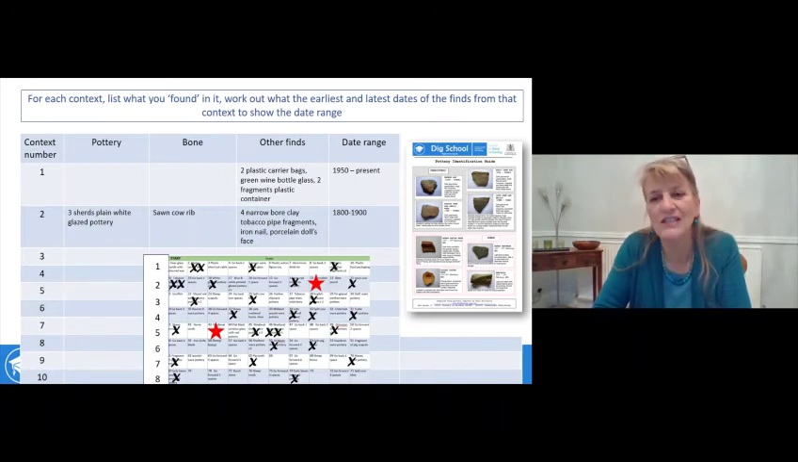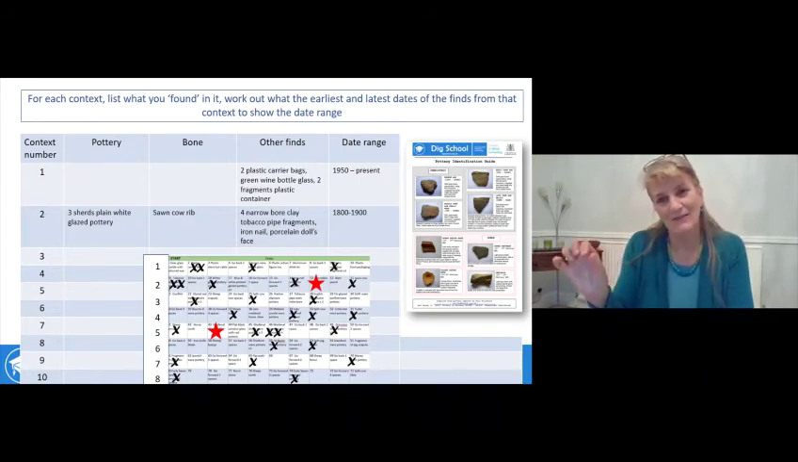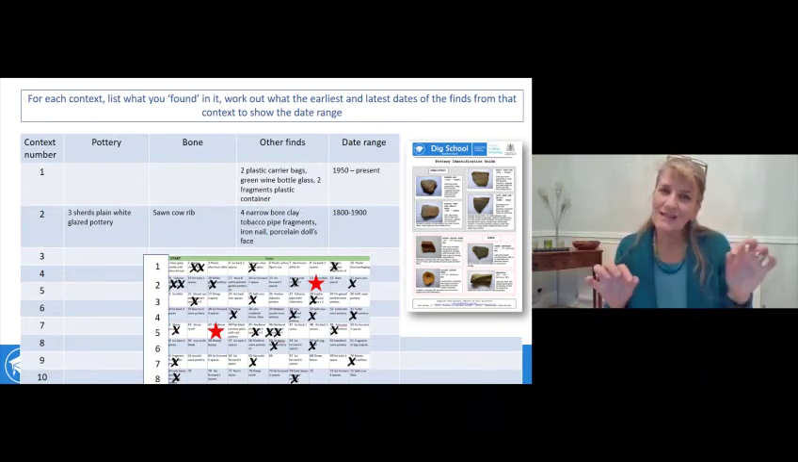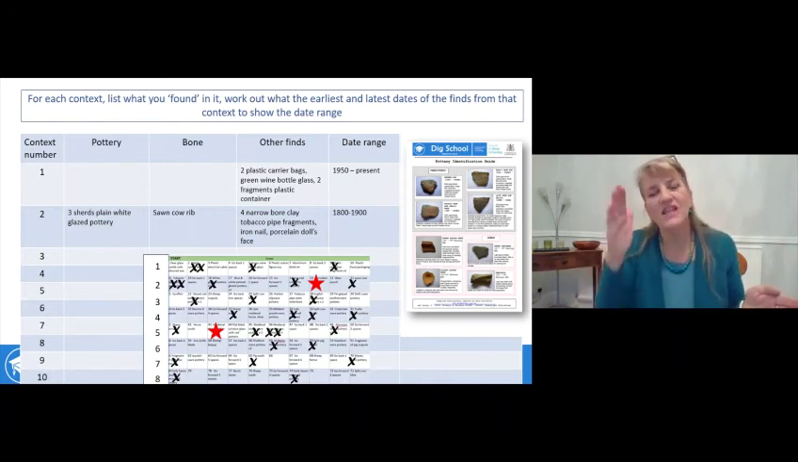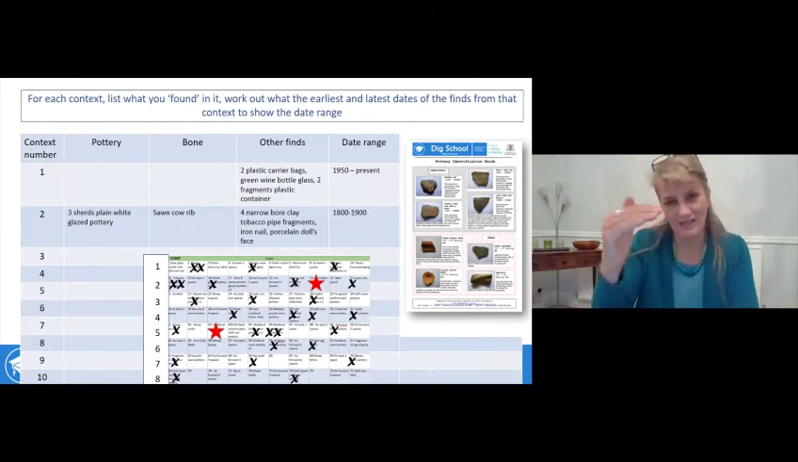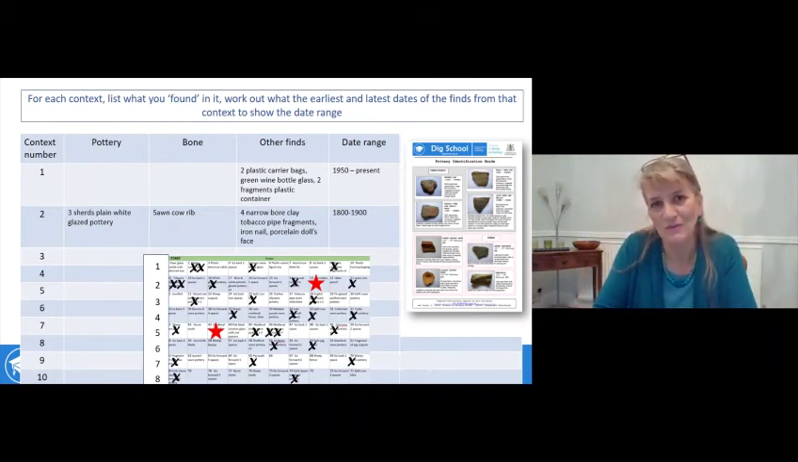Now, to do that with the pottery, you'll need to download the Dig School Pottery Identification Guide from the website, and that'll give you guidelines for the date of any pottery that you've collected, either in your real excavation or in your digging with dice game. That will enable you to give a date range. The earliest of the date range is the earliest possible date that anything was in that context, and the end of the date range is the latest possible date it was. So work through all of your contexts and fill in that sheet in your workbook.